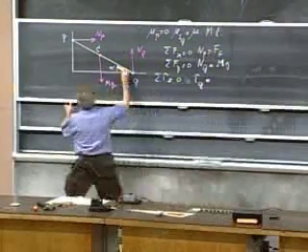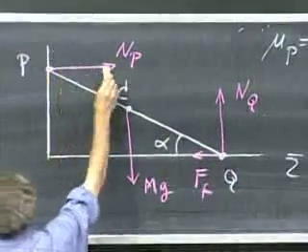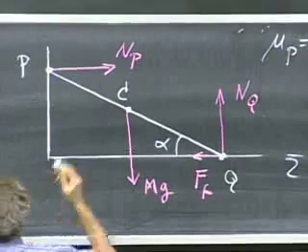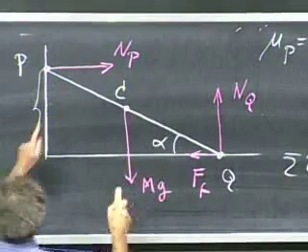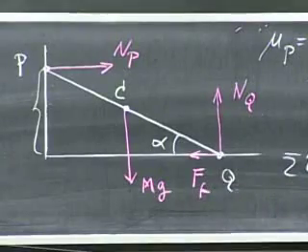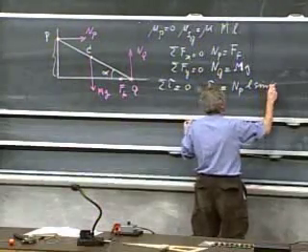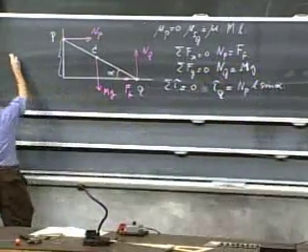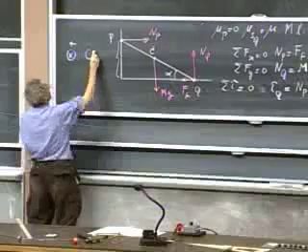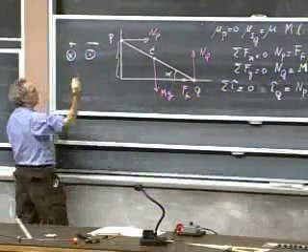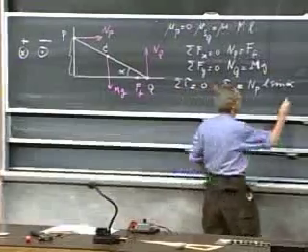So we have NP, the cross product of the position vector to this point times the force. Since the length is L and the angle is alpha, this is L sine alpha, so I'm going to get NP times L sine alpha. A torque that is into the blackboard I call positive, and a torque that is out of the blackboard I give a negative direction. So this one is into the blackboard, so I call that positive.